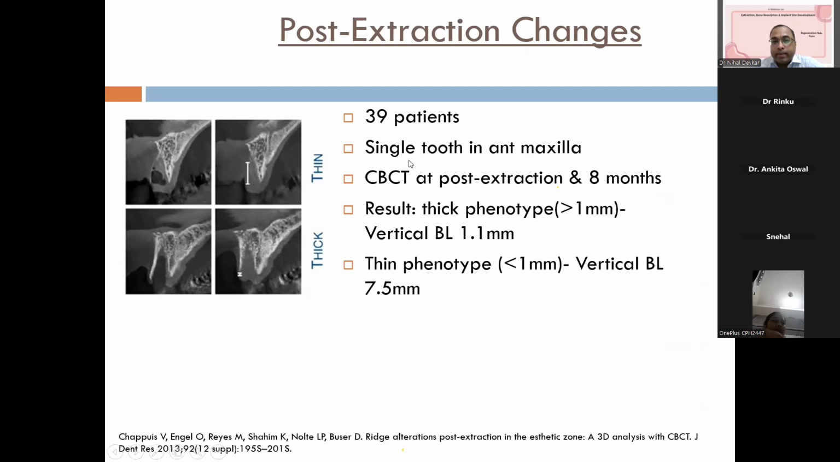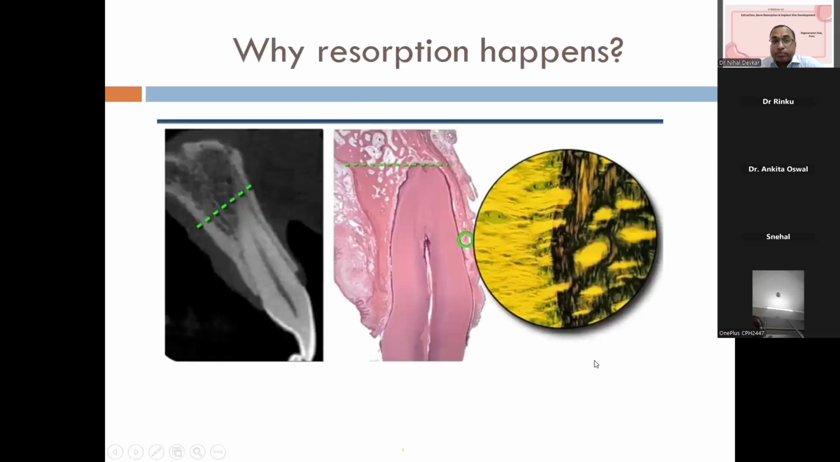One more important study was conducted by Chapuis in 2013, on 39 patients with a single tooth in the anterior maxilla. They did CBCT at post-extraction and at 8 months. The result they observed was that in case of a thick phenotype, that means thick bone, which is more than 1 millimeter, the vertical bone loss was 1.1 millimeters. Whereas in case of a thin phenotype, with cortical plate thickness less than 1 millimeter, the vertical bone loss was quite a lot, that is 7.5 millimeters. As you can see, this is huge.